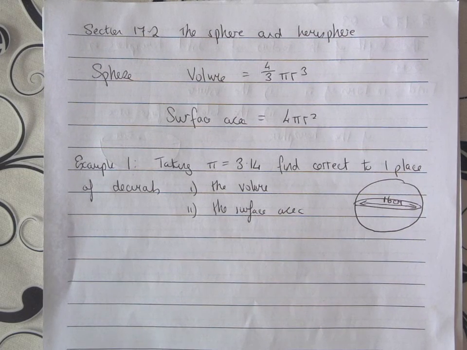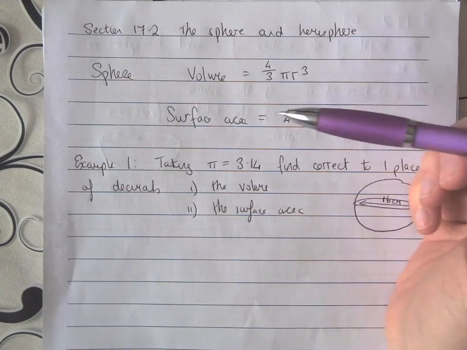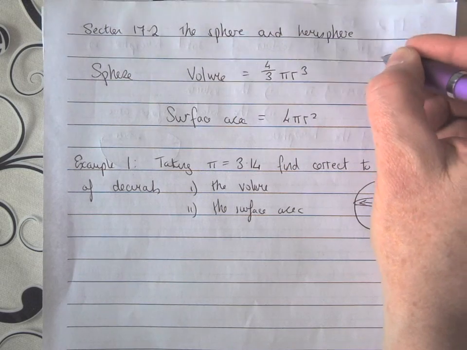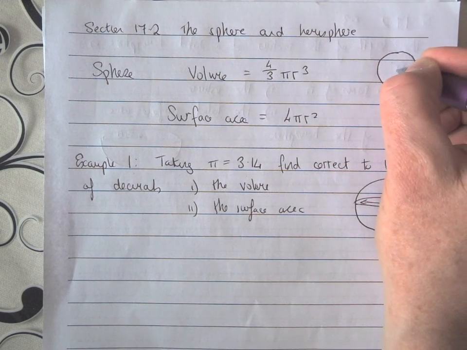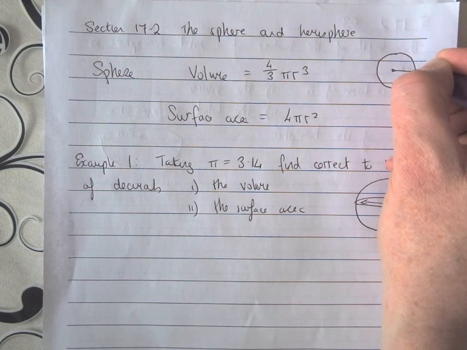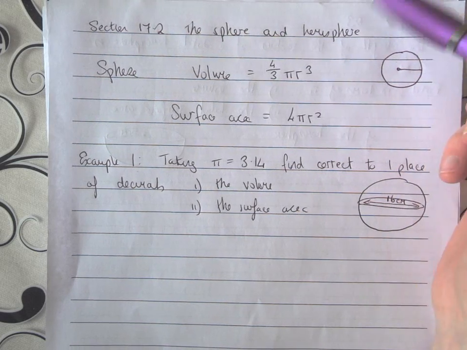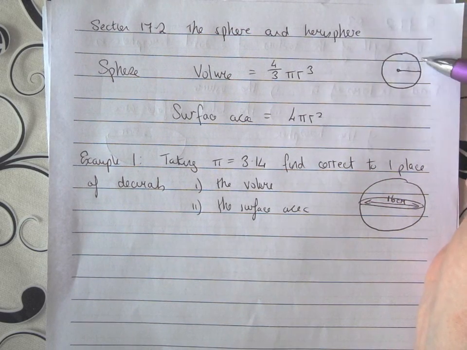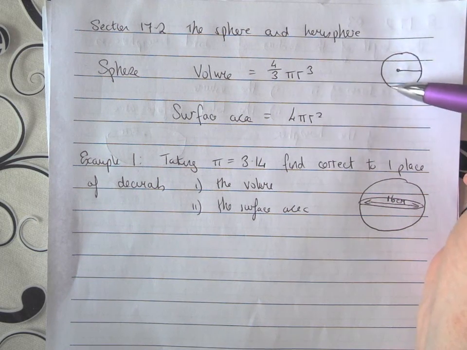Okay, today guys we're going to look at section 17.2, the sphere and hemisphere. So again, a sphere is a 3D ball, okay? The only thing we need to know is the radius of that 3D ball to get the volume of it, so that means what would fit inside it if it was an empty ball and we wanted to fill it up with something.